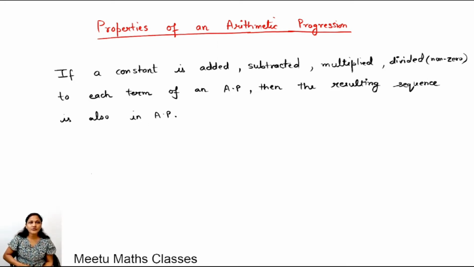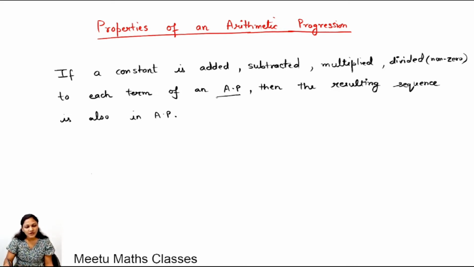Today we are going to discuss a very important property of arithmetic progressions. That is, if you are given an AP, and if a constant is added, subtracted, multiplied, or divided by a non-zero constant to each term of an AP, then the resulting sequence is also in AP.